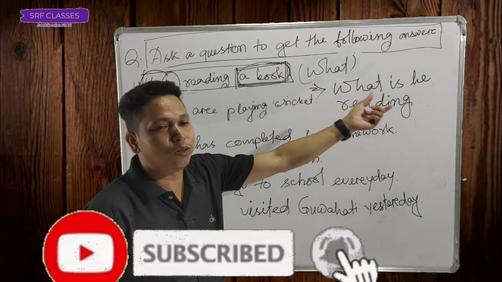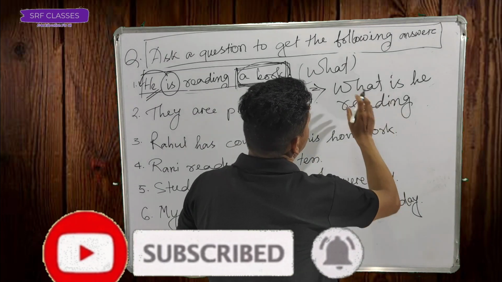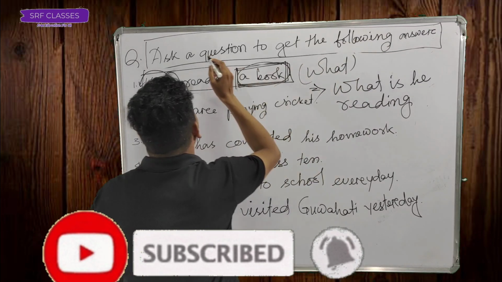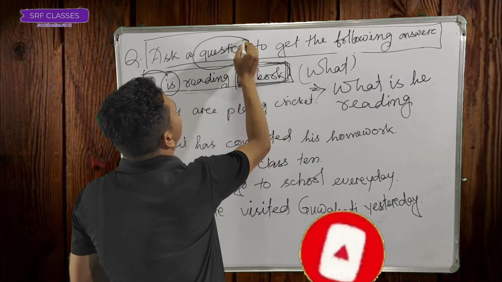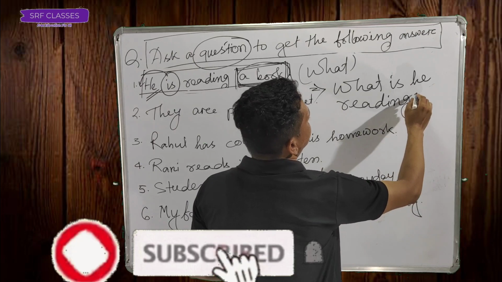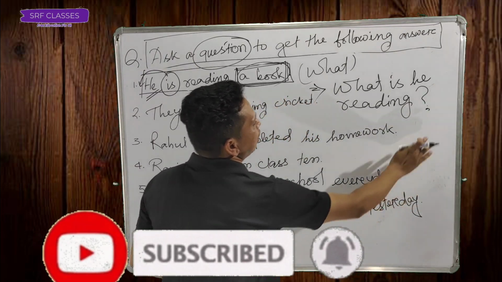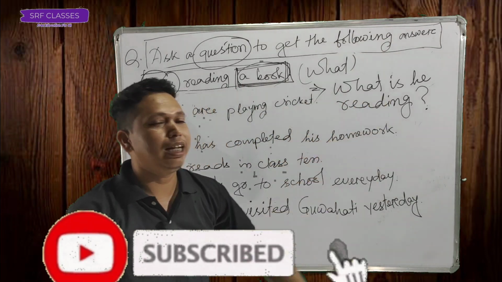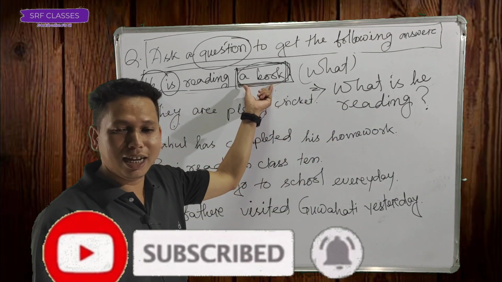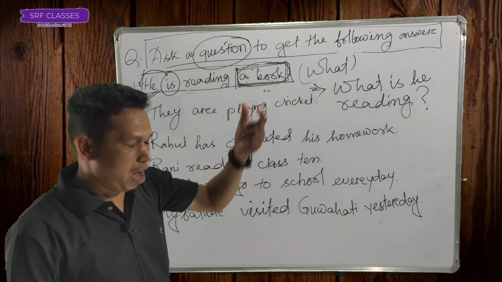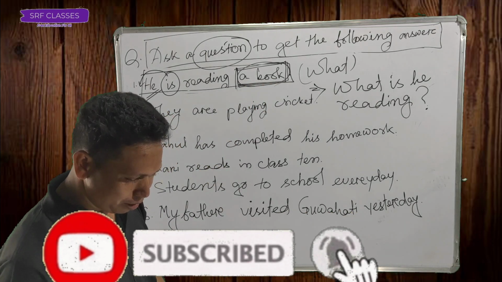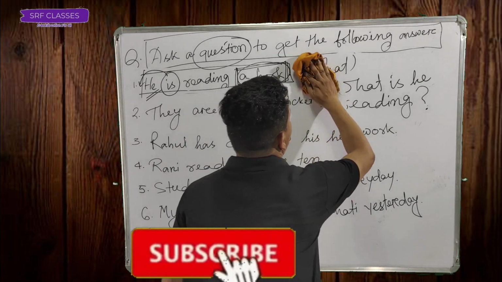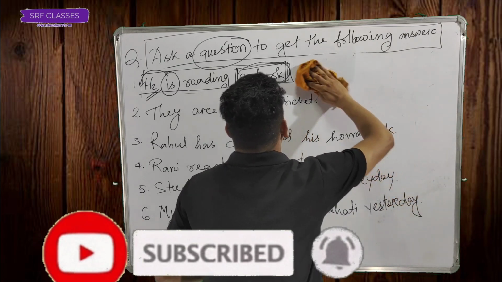So this portion we are not going to write it again. So since you are asked that ask a question to get the following answer, so you are asked to ask a question. So question means interrogative, and you know interrogative sentence always ends with a sign of interrogation. So the answer will be what is he reading? A book. I hope you understand. If you didn't understand, you can comment down below. I will make a separate video for that. We'll proceed to the next sentences.